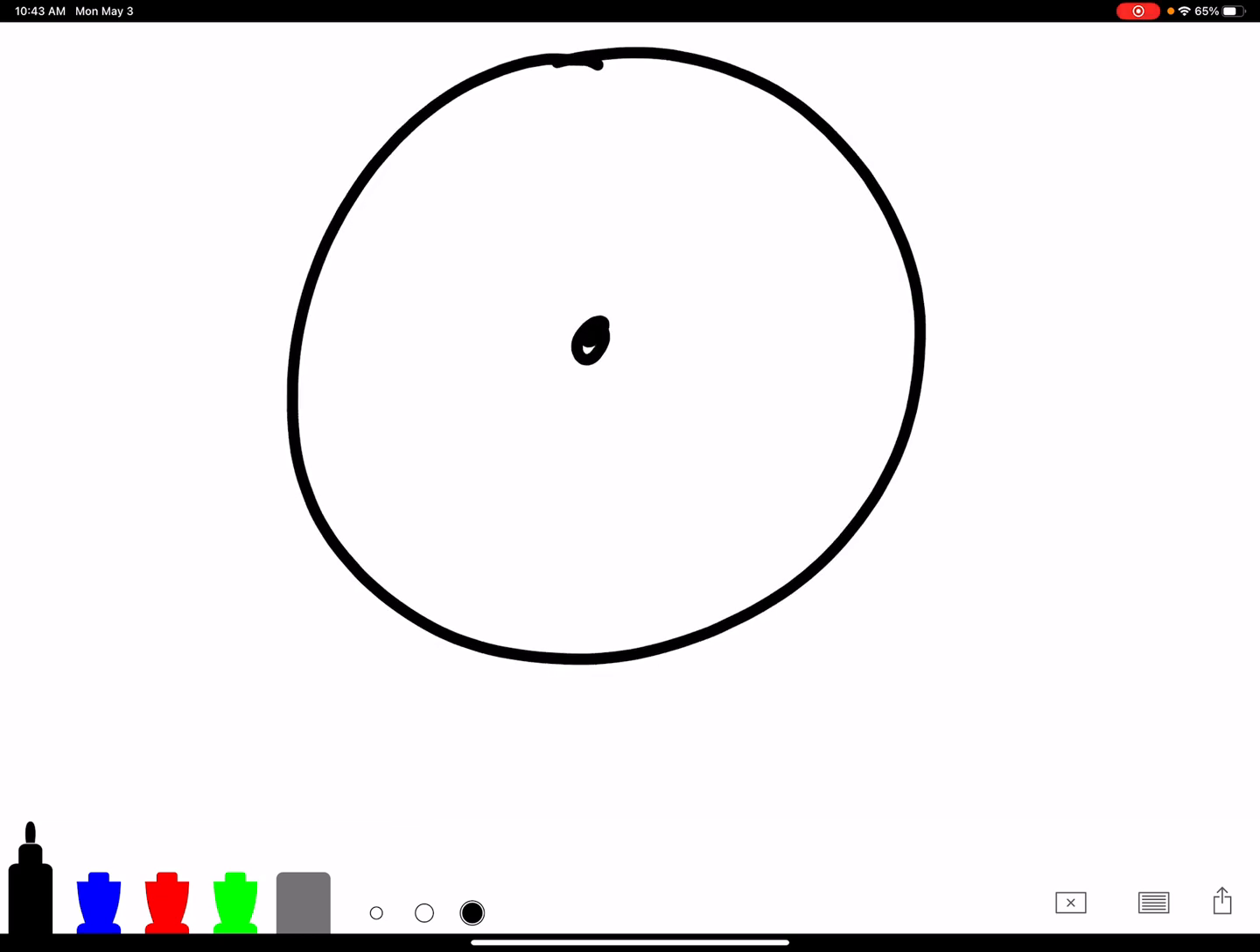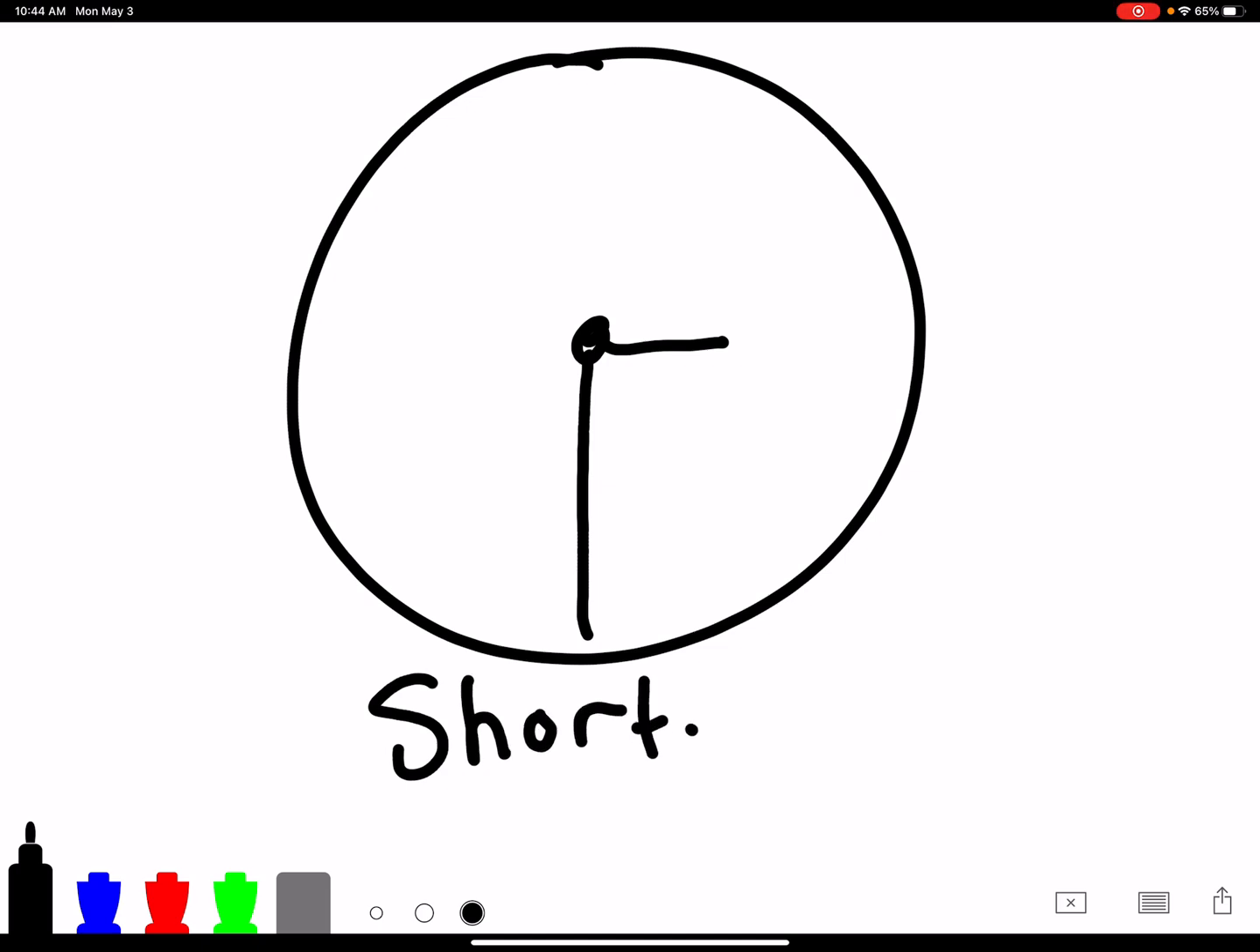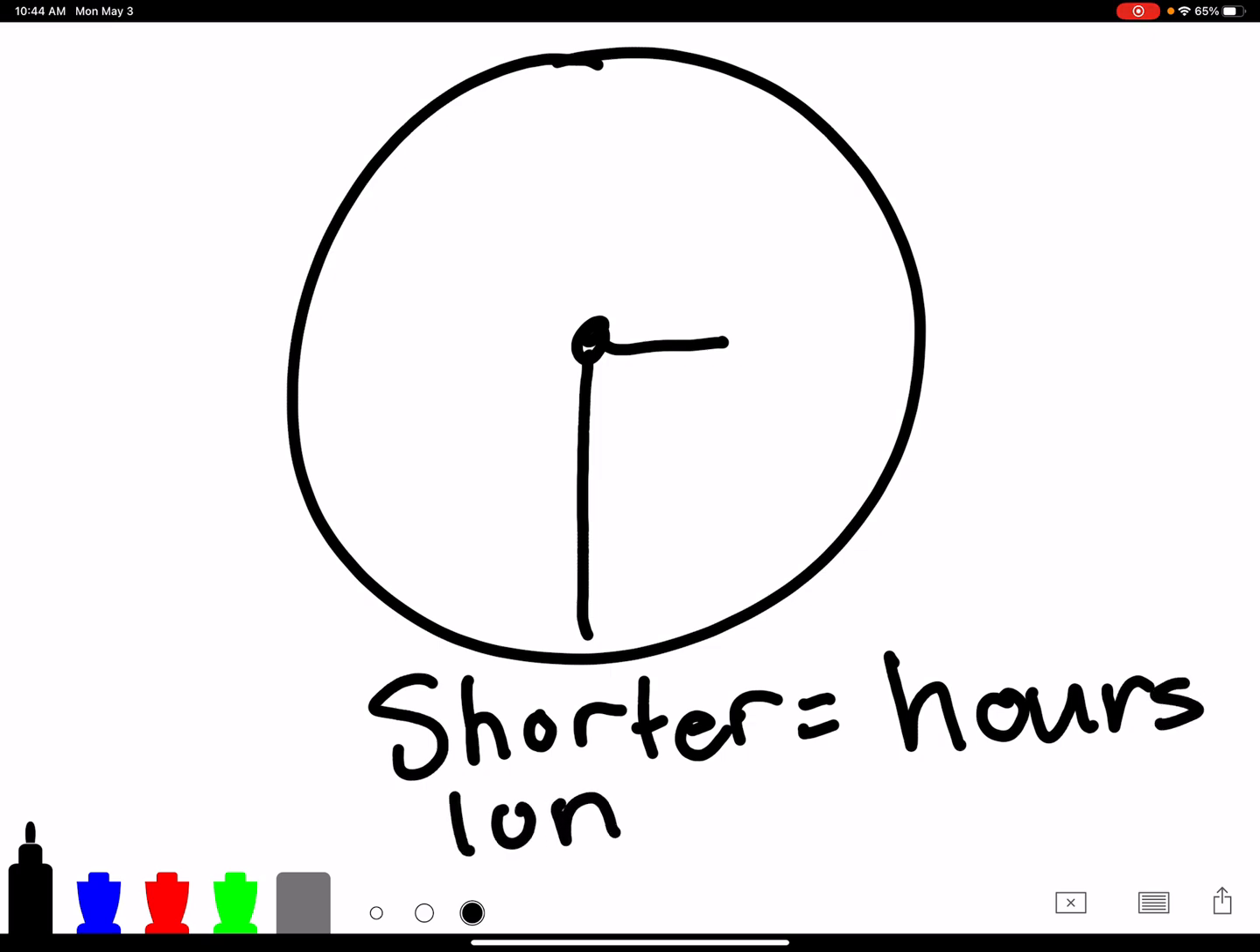So in the middle of the clock there's two hands, so there's a longer one and then there's a shorter one. And do you know what the shorter hand represents? The hours or the minutes? The shorter hand is the hours, and the long hand is the minutes.